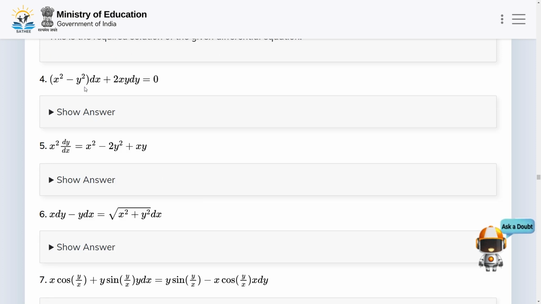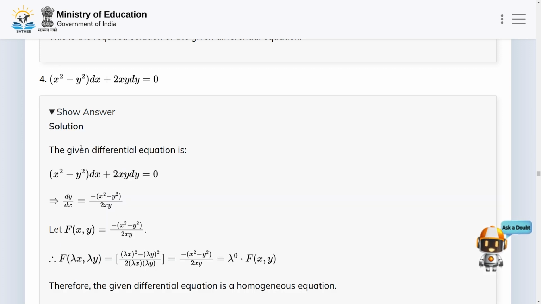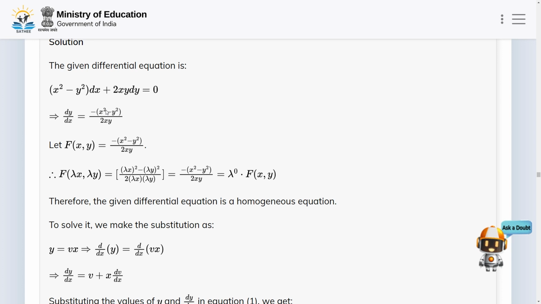Fourth problem. x square minus y square dx plus 2xy dy is equal to 0. First of all, try to make the left hand side dy by dx and the right hand side some expression of x and y. So dy by dx will be minus of x square minus y square divided by 2xy. Substitute x as lambda x, y as lambda y. You will have lambda 0 product with f(x,y). This means it is a homogeneous differential equation.